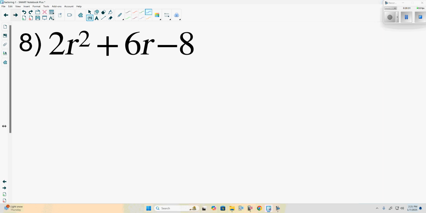There's something in front of r squared. So is there a greatest common factor between these three terms? Yes, there is a greatest common factor of 2. And since there is a greatest common factor, it means we can factor that out. When we factor something out, really what we're doing is taking every term and dividing it by the greatest common factor. So our 2r squared divided by 2 is r squared, plus our 6r divided by 2 is 3r, and 8 divided by 2 is 4.